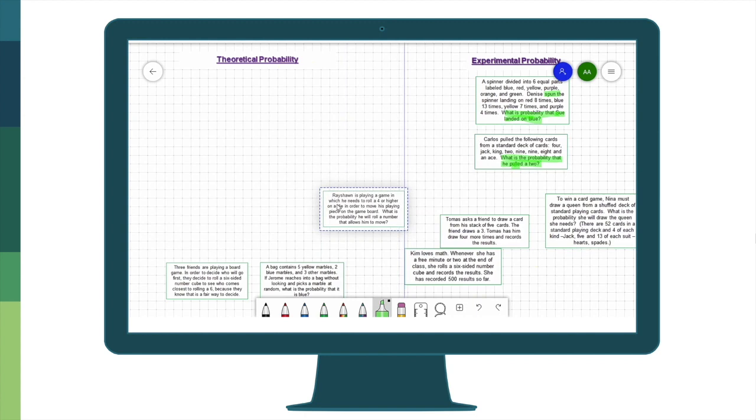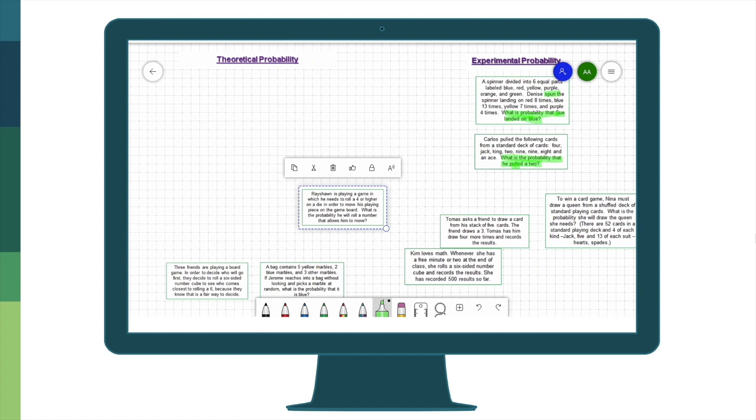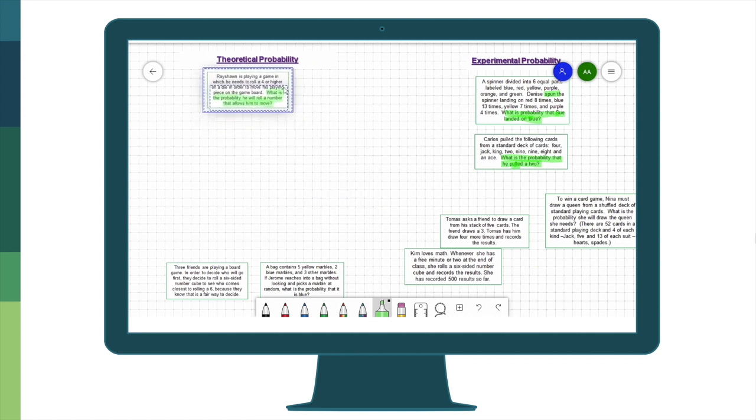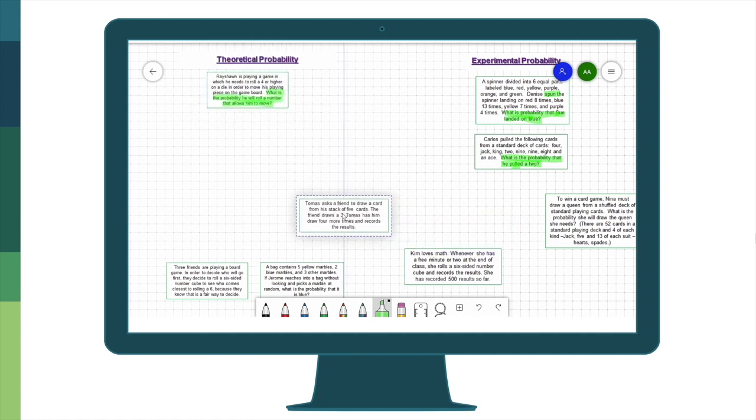Our next example is Rayshawn. He's playing a game in which he needs to roll a 4 or higher on a die in order to move his playing piece on the game board. What is the probability that he will roll a number that allows him to move? What's the probability that he will roll, which means he has not conducted the experiment yet, but we want to know what are the chances or what's the likelihood that he can roll. That's considered theoretical probability.